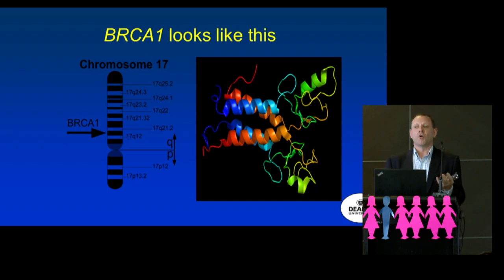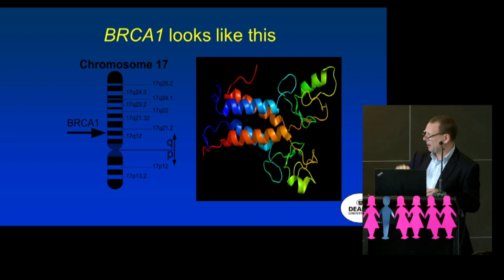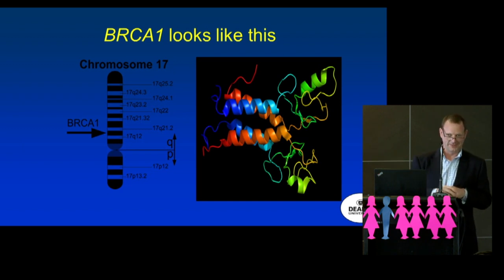So it made the general population more aware of these genes and what we can do about these genes to prevent breast cancer. And for those of you who care, BRCA1 is on the long arm of chromosome 17. Okay?